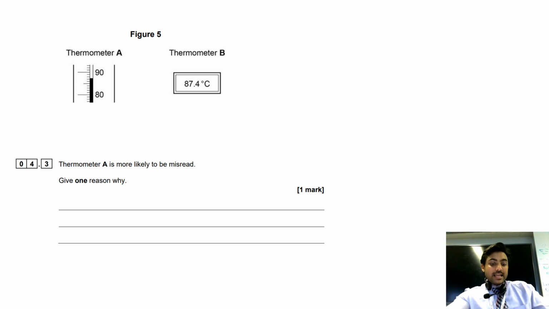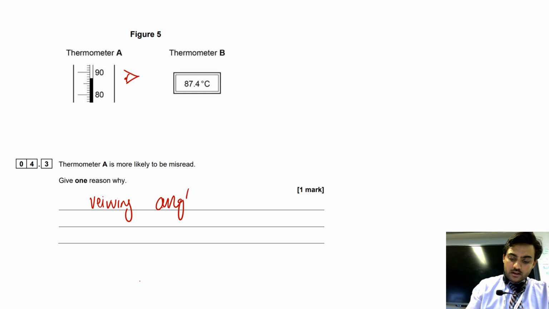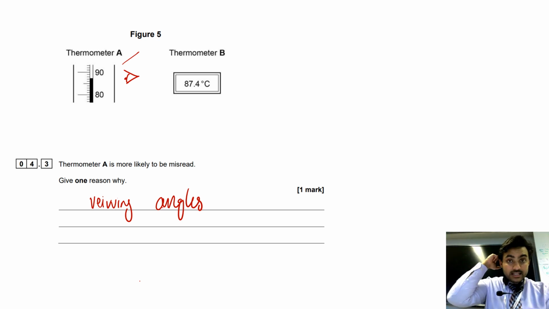Thermometer A is more likely to be misread. Give a reason why. Why? Because you have to read it at eye level. If you're not looking at it eye level, you will misread it. Okay? You will misread it because of the viewing angles. Alright, what does that mean? It's a parallax error. If you view it from the top, it might look like there's less in it. If you view it from the bottom, it might look like there's more in it.